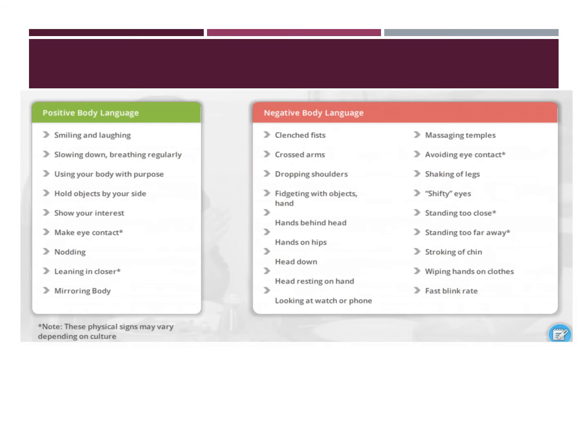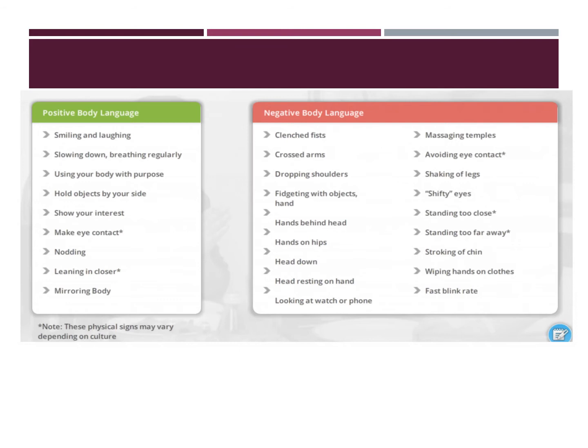Now, just to note, there are some things on these lists that have got an asterisk next to them, a little star, and that notes that these physical signs might vary depending on culture, which we are going to look at later in the PowerPoint. Leaning in closer, again, might be particularly difficult at the moment in order to maintain that social distancing, but generally when we lean in closer, when we position our body a little bit closer to the person that we're communicating with, it shows that we're interested in and engaged. And we also might mirror their body language too.